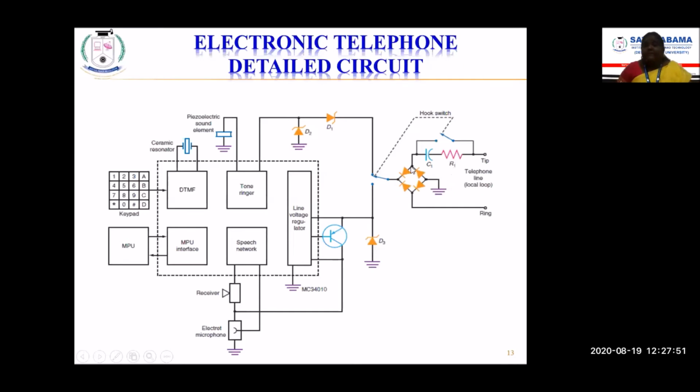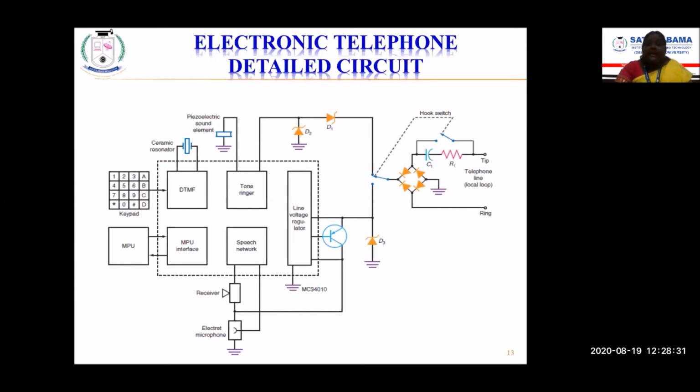This rectified circuit will be sending a pulsating voltage to the diode D3, and therefore that will be activating the voltage regulator. So this voltage regulator, with the help of this biasing circuit, that is the transistor, will be supplying voltage to all the other components in the electronic telephone instrument, that is the DTMF circuit, the speech network, and the MCU unit. So it supplies the constant DC voltage. When this constant DC voltage is supplied, we will be able to hear the person who is talking, the audio sound. So this is how it functions.